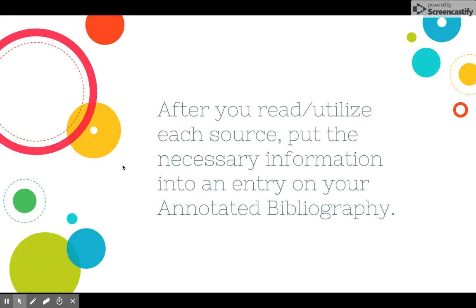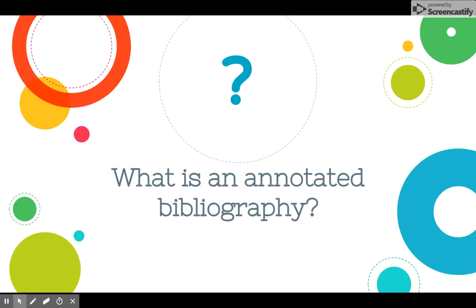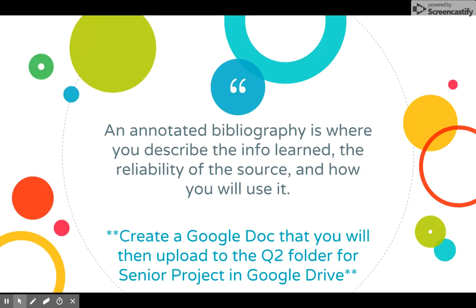After you read and utilize each source, you need to put that information into the annotated bibliography. Because once you have the research, you got to package it. And in this case, the package is the annotated bibliography. That's the thing you are going to produce. So what's that? What is an annotated bibliography? Well, it is a list of all of your sources, and for each source, you will sort of comment on what it is, and I'll talk about that on the next slide. You'll describe the info that you learned, the reliability of the source, and how you will use it.